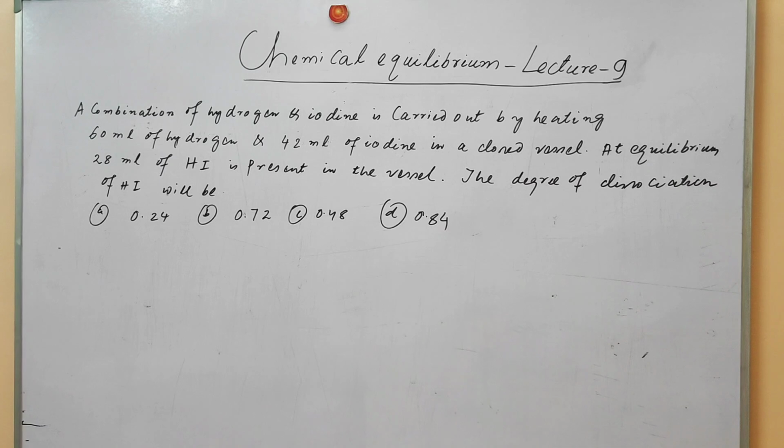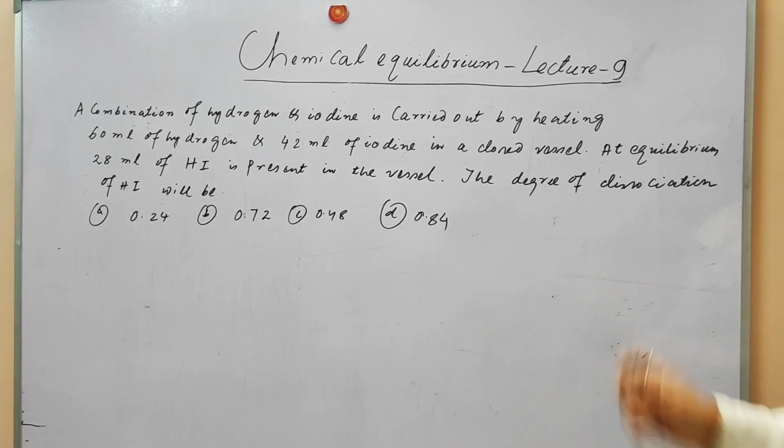Another very important and interesting sum. A combination of hydrogen and iodine is carried out by heating 60 milliliter hydrogen and 42 milliliter iodine in a closed vessel. At equilibrium, 28 milliliter of hydrogen iodide is present in the vessel. The degree of dissociation of HI will be, options are given.